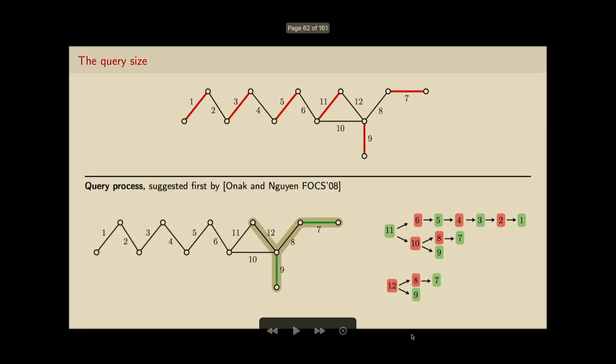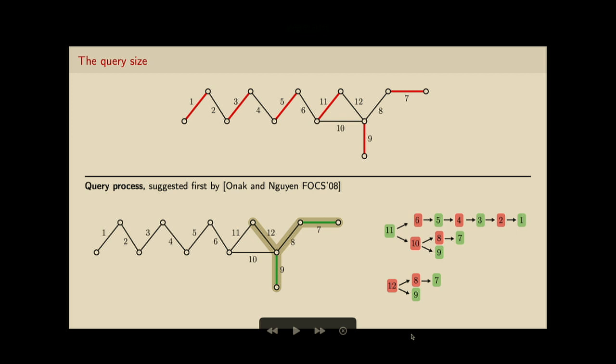However, if we started, for example, with another edge 12, 12 would first query 8. 8 would query 7. 8 is not in the matching. But immediately after, 12 queries 9, and we get that 9 is in the matching. And so we terminate the process. So 12 does not query 11, and that's why the explored subgraph of 12 is much smaller than 11. Okay? So now the question is, what happens for a typical edge or a vertex?